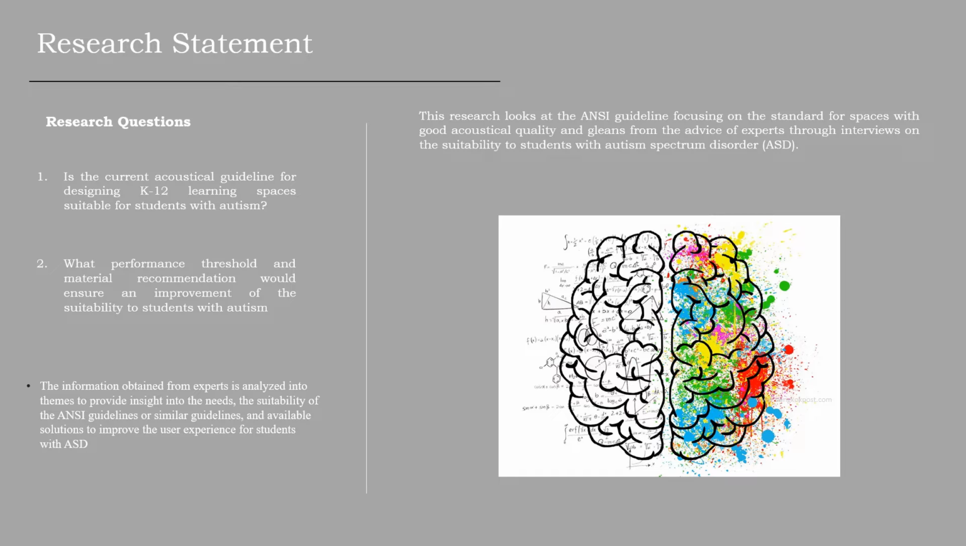The research seeks to answer 2 questions. Is the acoustical guideline for designing K-12 learning spaces suitable for students with autism? And secondly, what performance threshold and material recommendation would ensure an improvement of the suitability to students with autism? And the information was analyzed into themes, and then the insight from literature reviews and the ANSI guideline was used to establish some baseline.